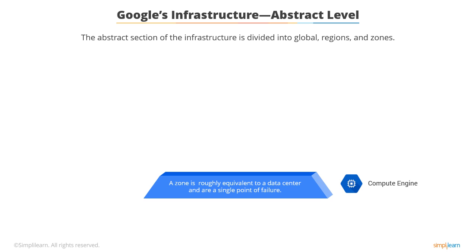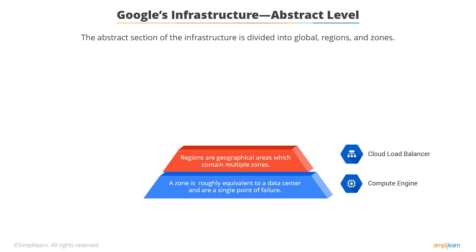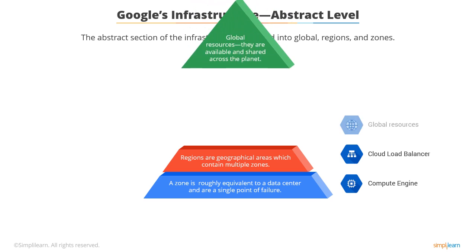The next abstraction is region. A region is a geographic area, and it will contain multiple zones. An example of a resource that's regional is a network load balancer. You can set up a network load balancer, and it will send requests to different zones, and it will be aware of the health of all the computers. So if one does fail, it will stop sending requests there, and it'll send them to other computers in different zones.